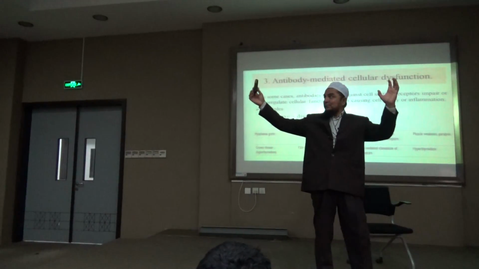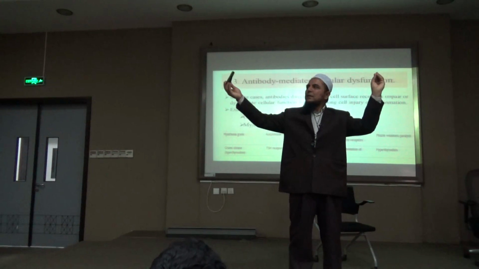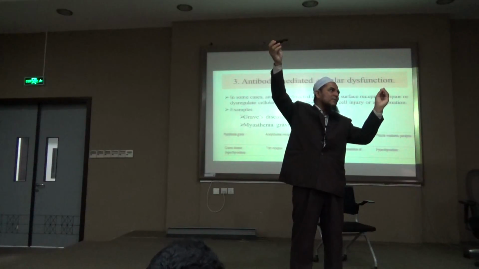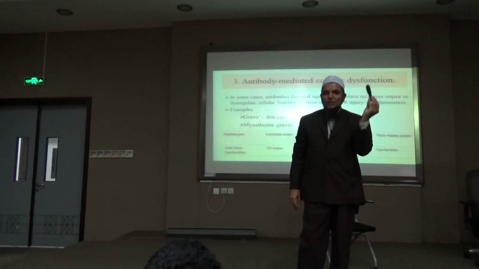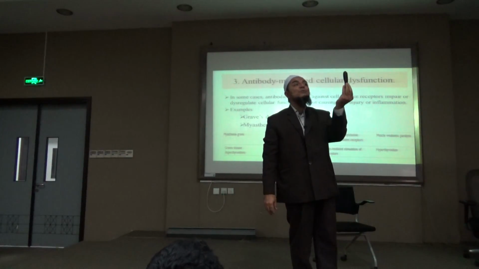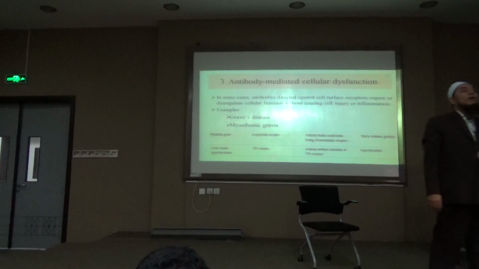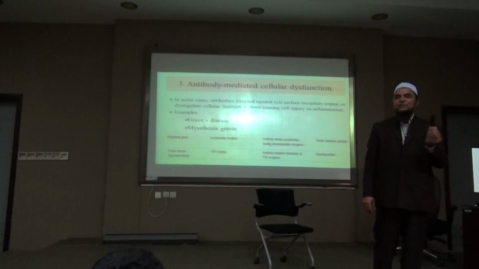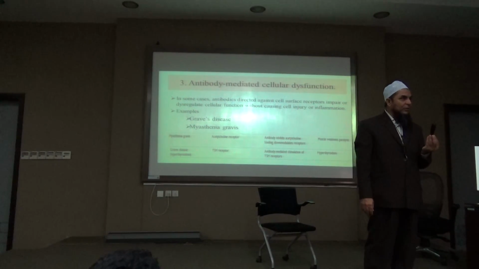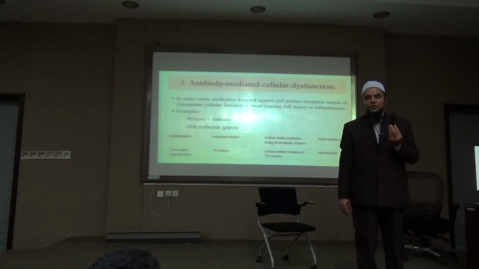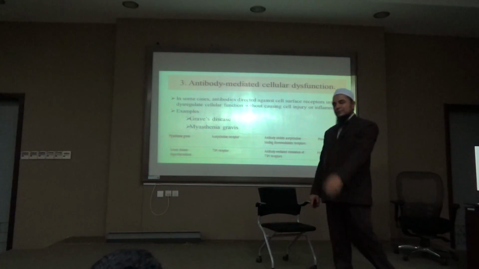There is an antibody. This is the antibody. This is the TSH receptor. This antibody is coming and attaching to this receptor, and indirectly it is stimulating the receptor. When it stimulates the receptor, what will happen? There will be more production of the thyroid hormone, and it will lead to hyperthyroidism. So that is the antibody.